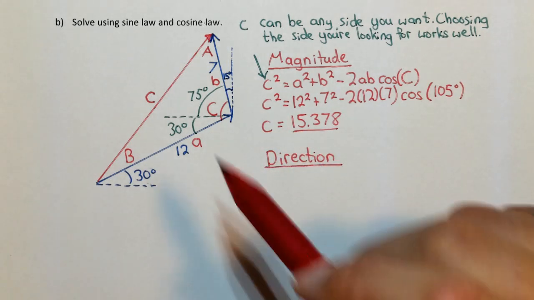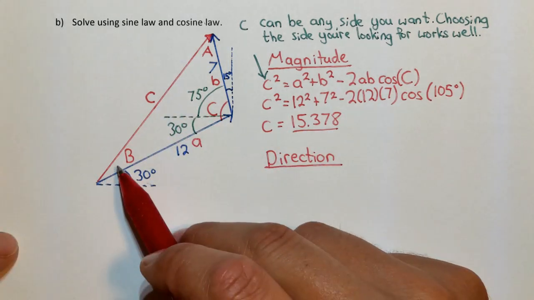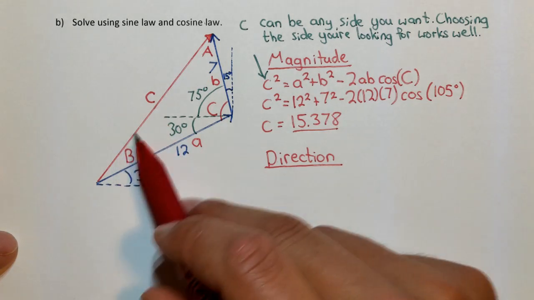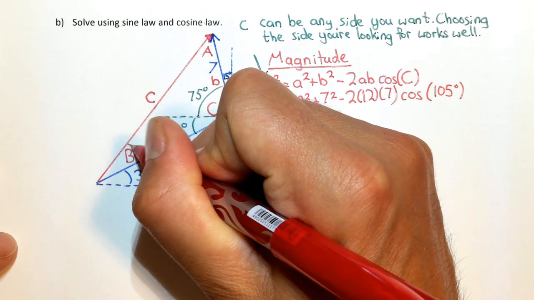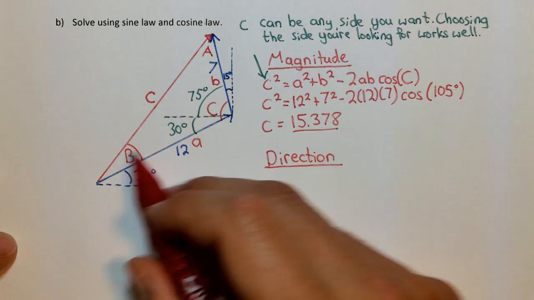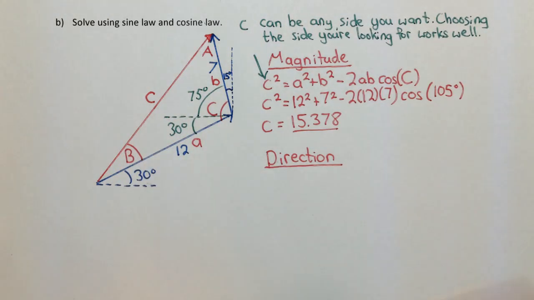Now remember, we always define a vector's direction from its tail. So I'm going to pick an angle down by the tail of this vector for the direction. Might as well pick angle B, since that's right in our triangle and it's touching the tail of the vector.